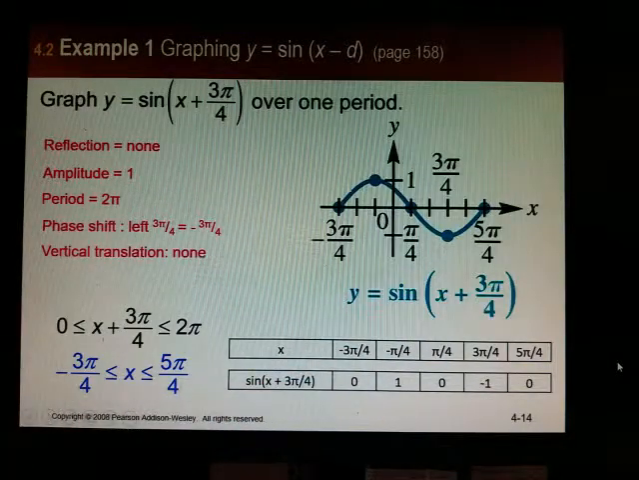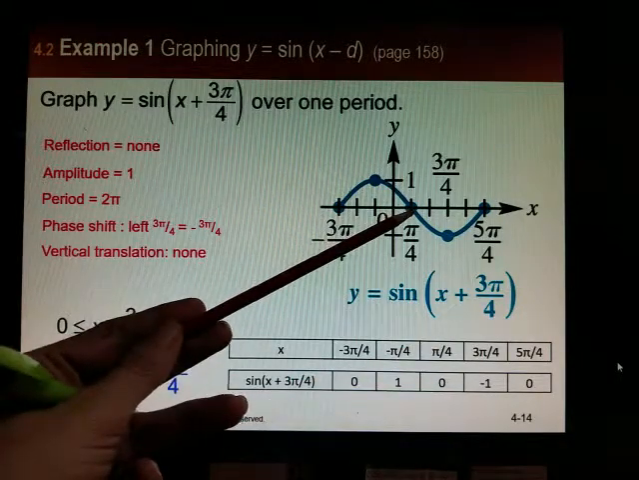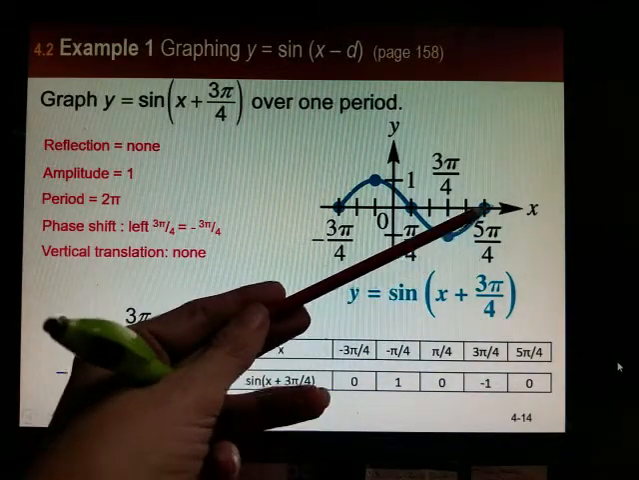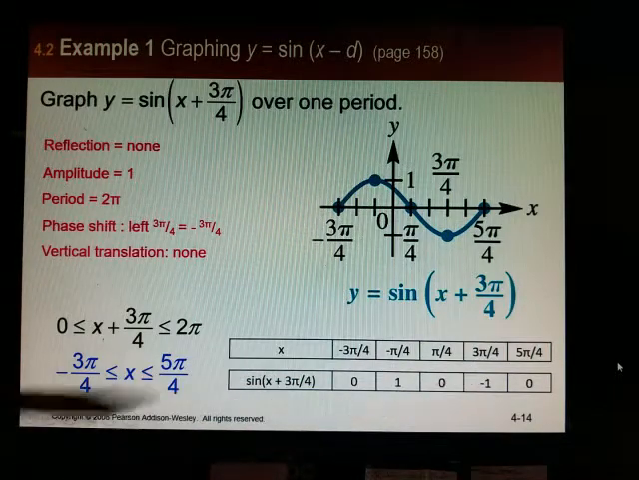We take and plot the points. See, here pi fourth is at 0. There's the point pi fourth, 0. Okay, 5 pi fourths is 0. There's 5 pi fourths, 0. The point in between them is at negative 1, right there. Okay?